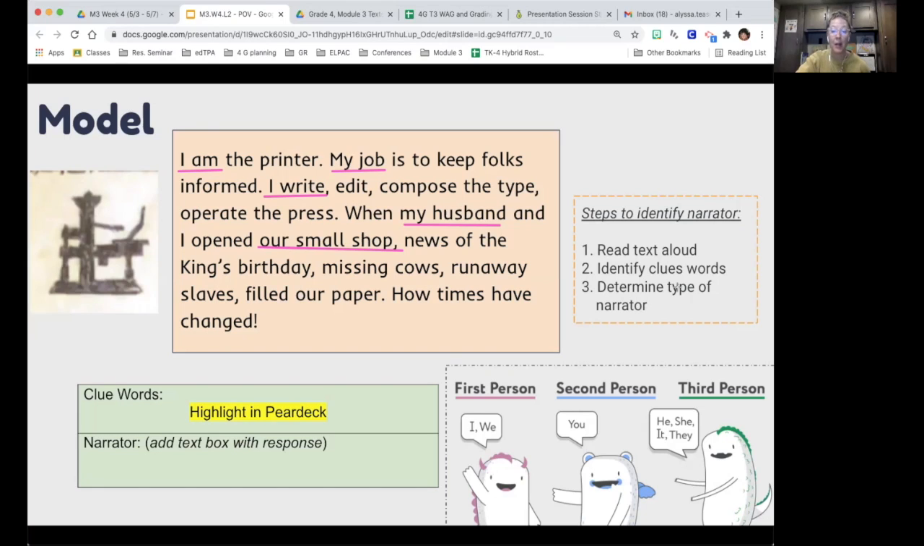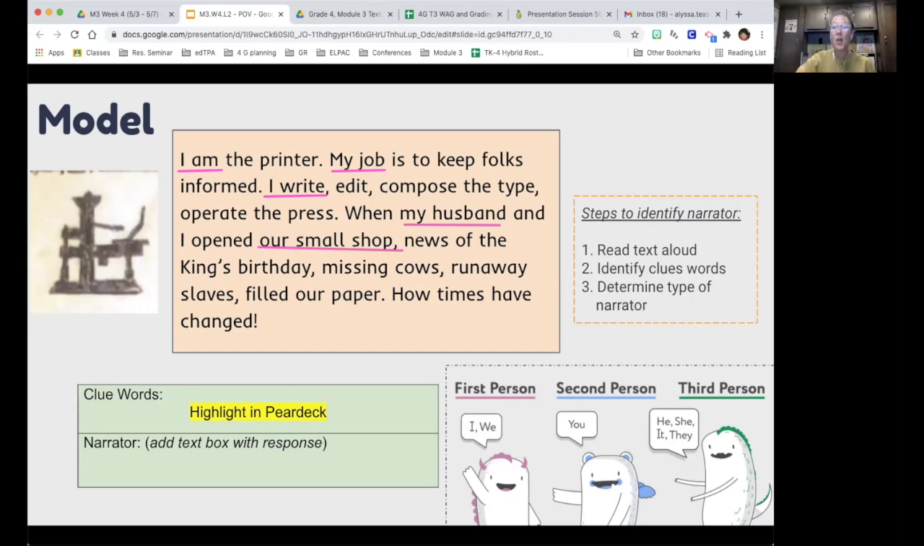Determine the type of narrator. I first want to see what you all are thinking. Kipsters, into the chat, type first, second, or third, so I know which narrator you're choosing. Teachers, pause.